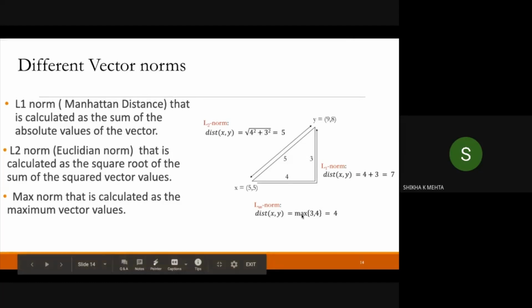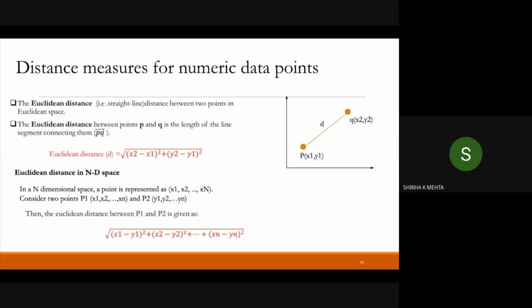It is the maximum of this. So given the two values 3 and 4, the maximum of these three is 4. So this is how we compute the L1 norm and L2 norm, and there is a correspondence between them. L1 norm is known as the Manhattan distance, and L2 norm is known as the Euclidean distance in machine learning and data mining. These are the two popular norms that are used everywhere for various kinds of applications.